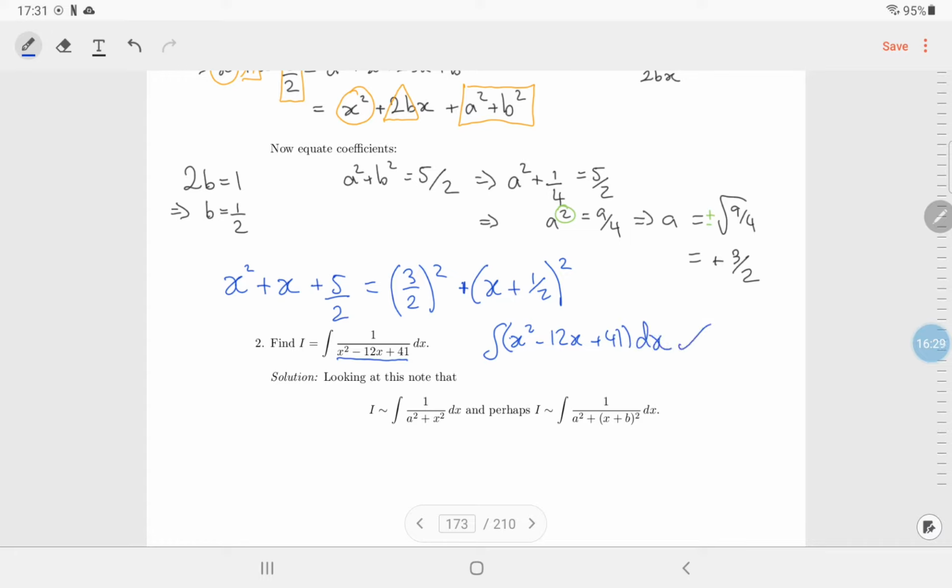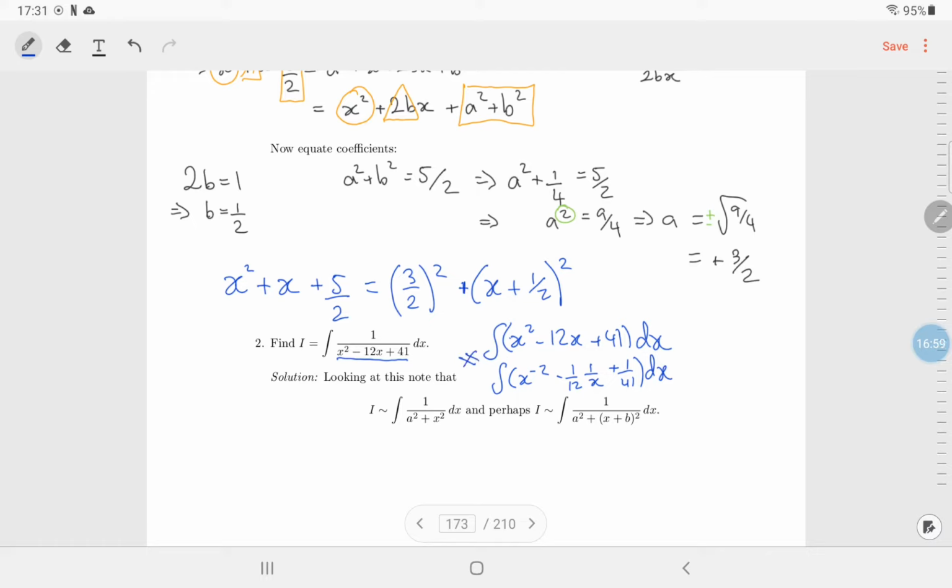Now, what you might try and do, but it's complete nonsense, is to say that this thing is equal to 1 over x squared, which is x to the minus 2, 1 over minus 12, which would be minus 1/12, 1 over x, plus 1 over 41. That would be easy, but those things, they're not equal. So that's not equal to that. And this simply isn't it.